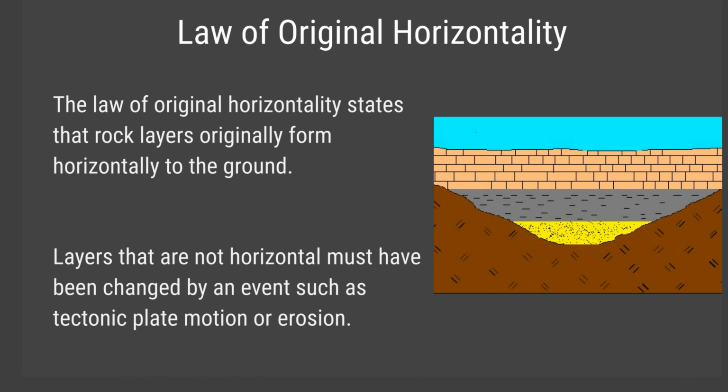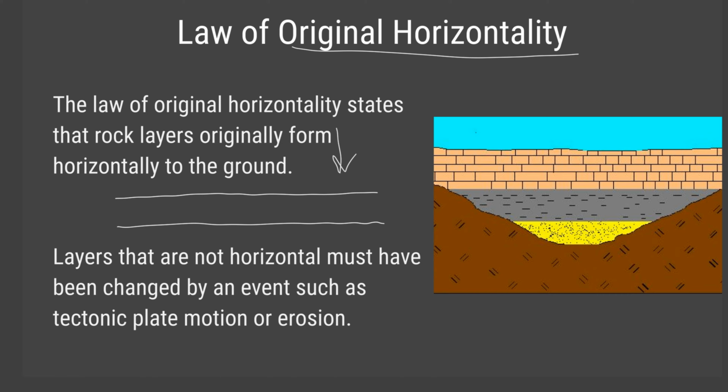Really going hand in hand with the law of superposition is the law of original horizontality. What the law of original horizontality tells us is that new rock layers form in almost horizontal or almost completely horizontal layers. And this is due to gravity. Gravity is a force that's pulling things down towards the center of the Earth, so everything on the surface of the Earth naturally wants to form horizontal levels. So originally, these sediments are horizontal, and this allows us to find some things that are unconformities.